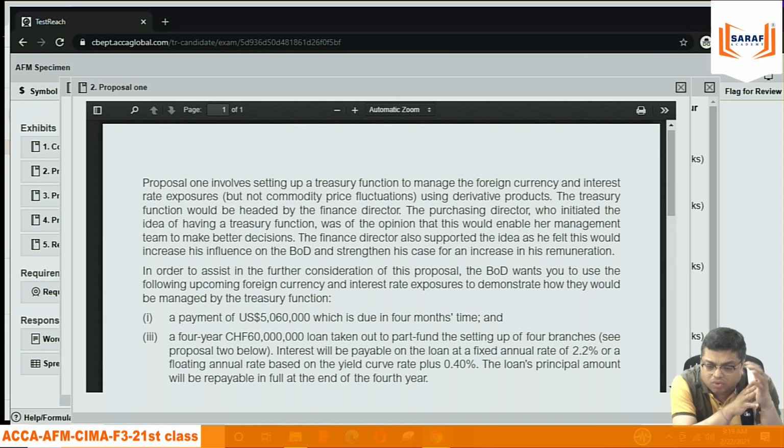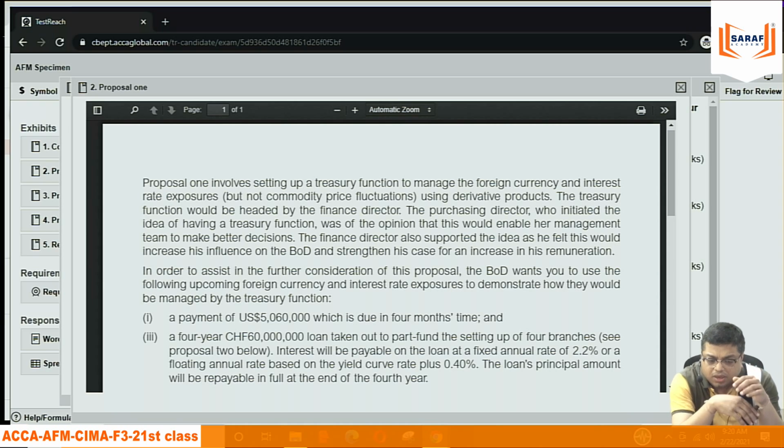Proposal 2 is below. What is that second project? Interest will be payable on the loan at a fixed rate of 2.2% or a floating annual rate based on the yield curve rate plus 0.4%. The loan principal amount will be repayable in full at the end of the 4th year.